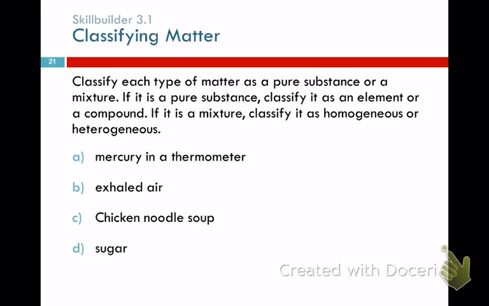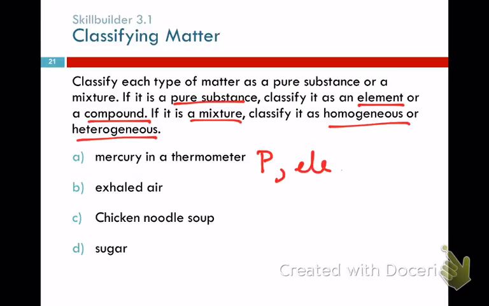Okay, I've got a little bit more before I can take a break here. So let's try this. Let's classify these as a mixture, hang on, don't yell it out loud, and then if it's a mixture, homogeneous or heterogeneous, or a pure substance, an element or a compound. So first, mercury in a thermometer. What is mercury? It's an element, right? So that automatically makes it a pure substance. So this is pure, and it's an element.